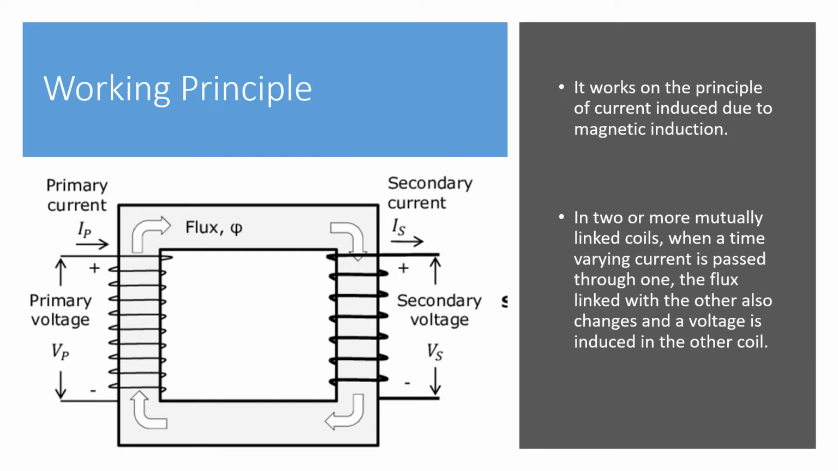Now we'll discuss the working principle of the transformer. As we have already said, it works on the principle of current induced due to magnetic induction. This phenomenon was discovered by Faraday in 1813. If we take a coil and wrap it around a magnetic core, then we have two voltage ratings, a primary voltage rating and a secondary voltage rating. We pass a time varying current through the primary, and due to the time changing magnetic field, current will be induced in the secondary.